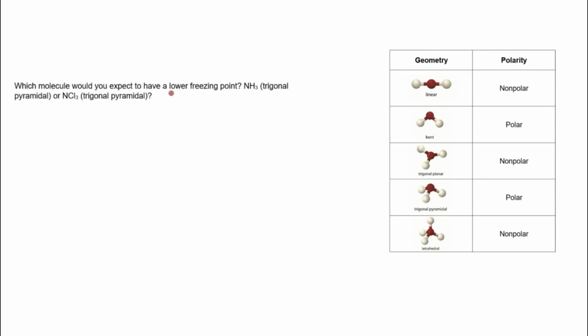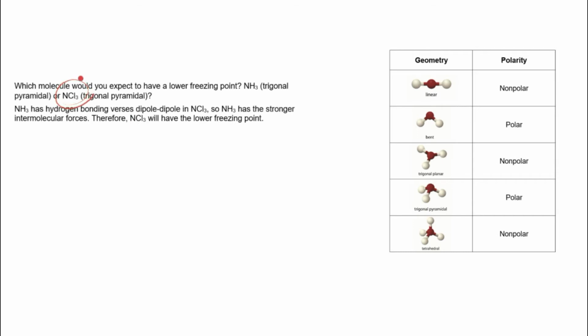If we're looking for a lower freezing point, that means we want the weaker of the 2 intermolecular forces. That means NCl3 is going to have the lower freezing point. Is O2 or hydrofluoric acid more viscous? Let's think about intermolecular forces.